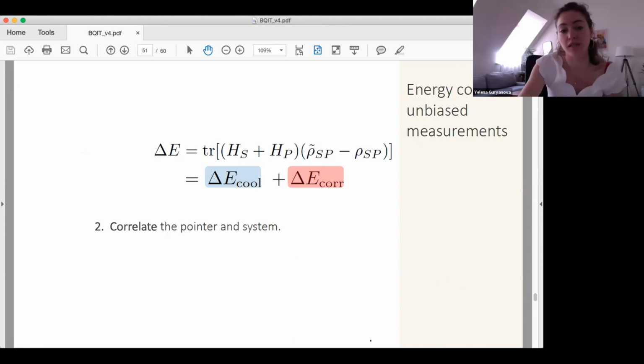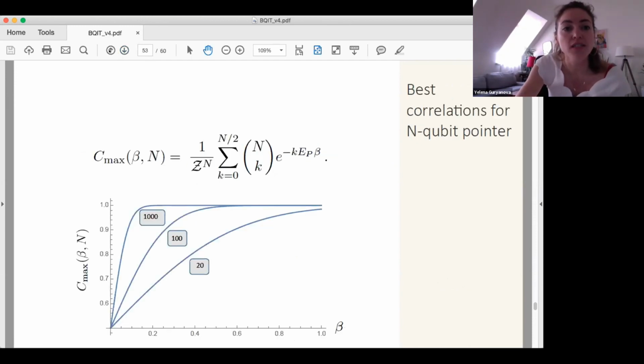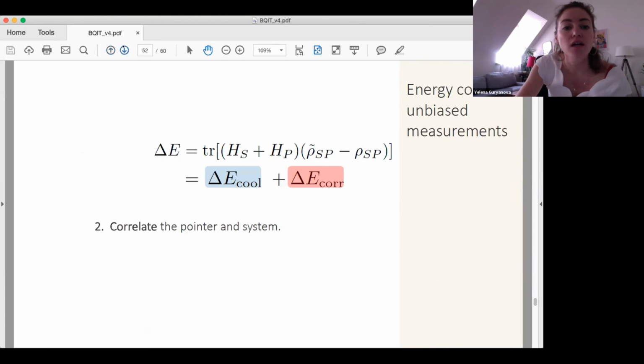And what we show in the paper is that, oh no, it's gone. Okay.